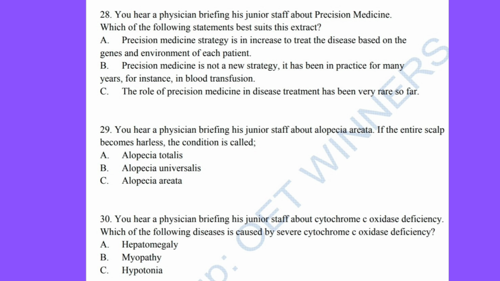differences between patients. Although the term precision medicine may be relatively new, the concept has been a part of healthcare for many years. For instance, a person who requires a blood transfusion is not given blood from a randomly selected donor. Instead, the donor's blood type is matched to the patient to reduce the risk of complications. However, the role of precision medicine in patient treatment is relatively limited.